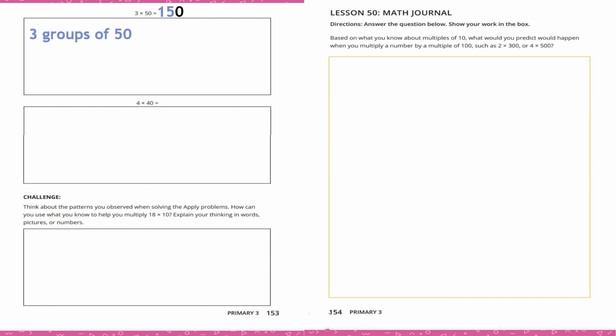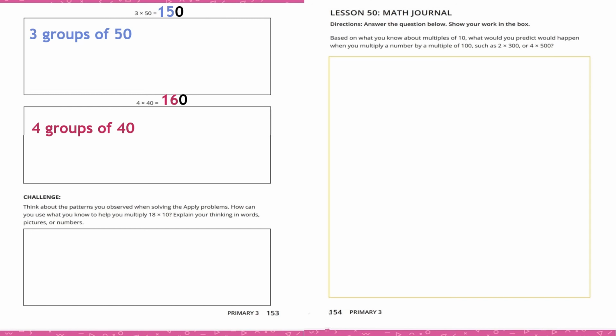Okay. Here, 4 times 40, it means 4 groups of 40. And I can take 0 out in ones. And 4 times 4 is 16. So the total is 160. Here in the challenge part, he wants you to solve 18 times 10. 18 times 10. I will leave it for you to solve.